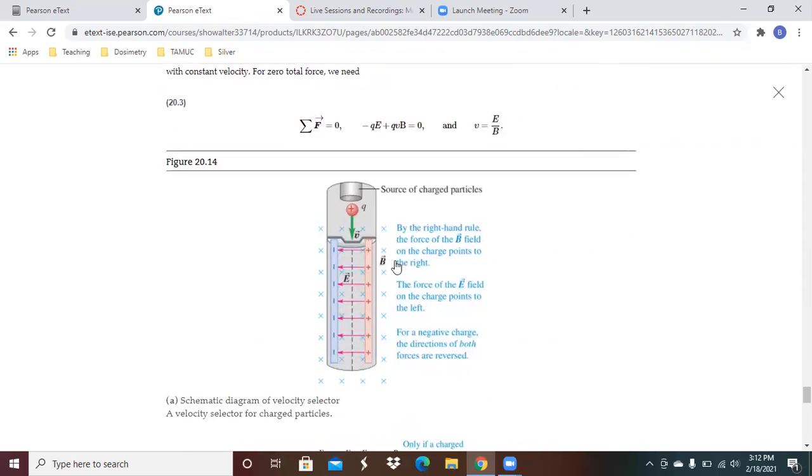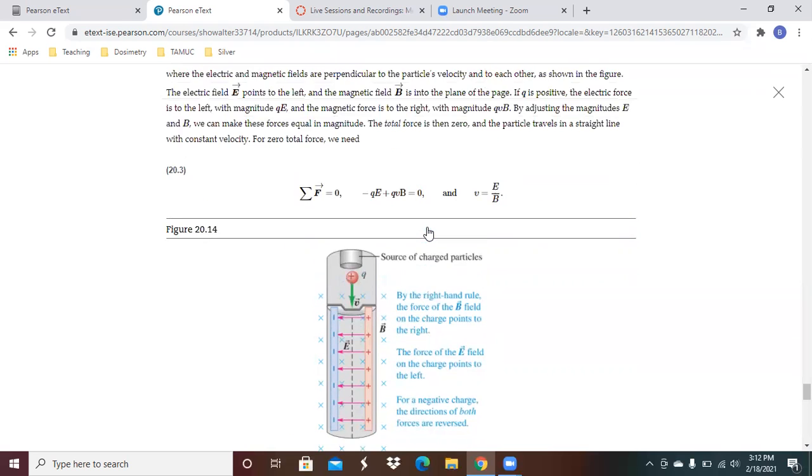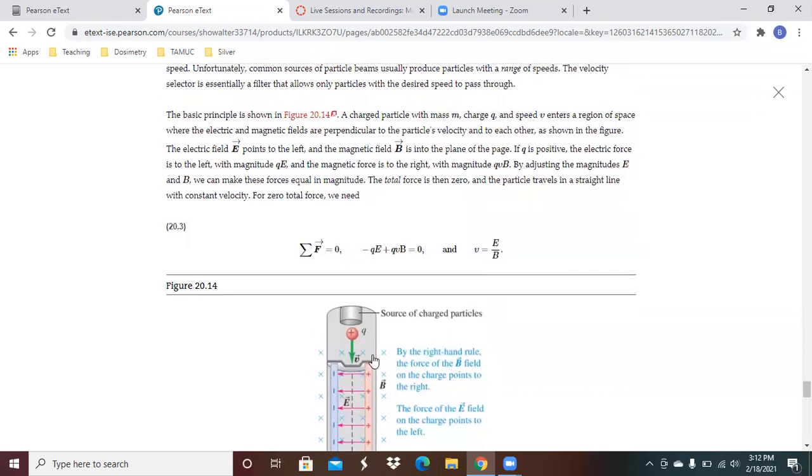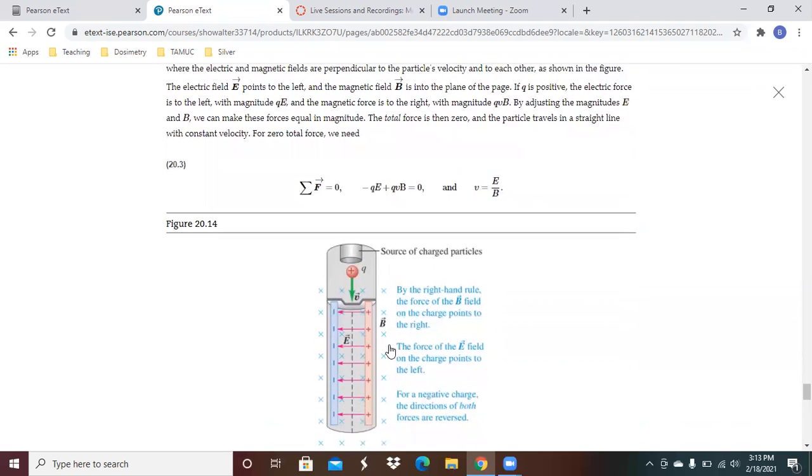So let's take a look here. We've got a source of charged particles. We've got some sort of regulation going on here of the speed. A charged particle, mass m, charge q, and speed v enters a region of space where the electric and the magnetic fields are perpendicular to the particle's velocity. So you've got the electric field going this way, and you've got a magnetic field that's going into the page. All of that is perpendicular to the velocity of the particle.